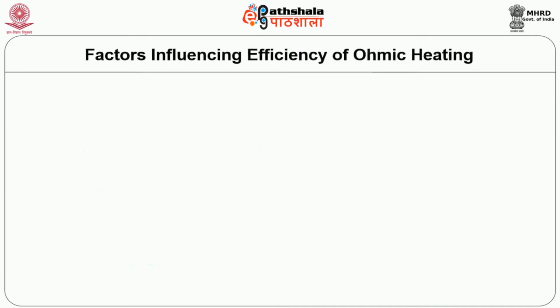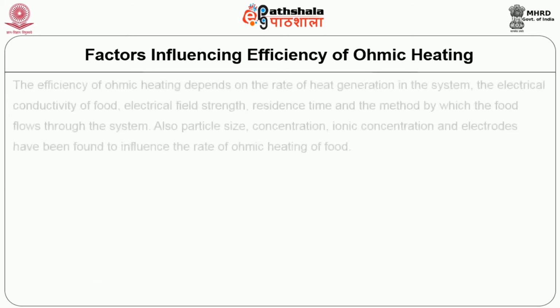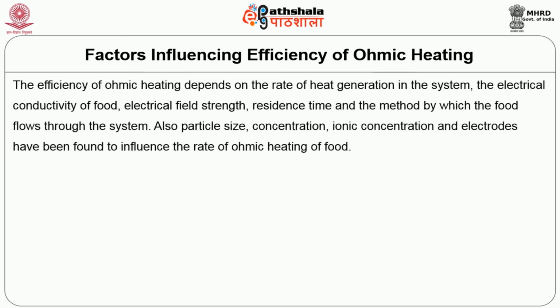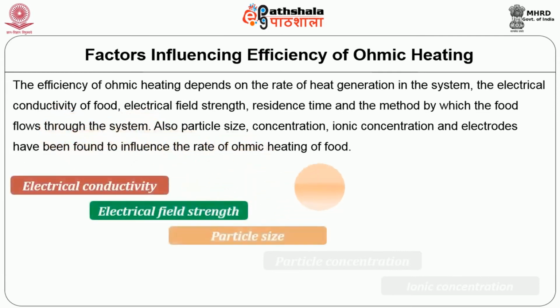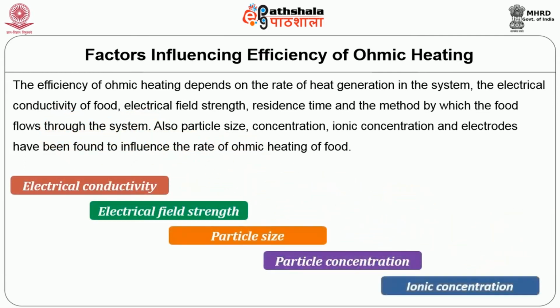It is a must to know about the factors influencing efficiency of ohmic heating. The efficiency of ohmic heating depends on the rate of heat generation in the system, the electrical conductivity of food, electrical field strength, residence time, and the method by which the food flows through the system. Also, particle size, concentration, ionic concentration and electrodes have been found to influence the rate of ohmic heating of food.